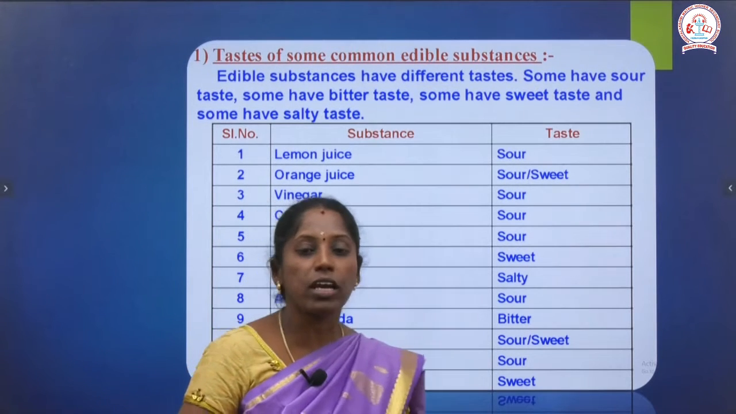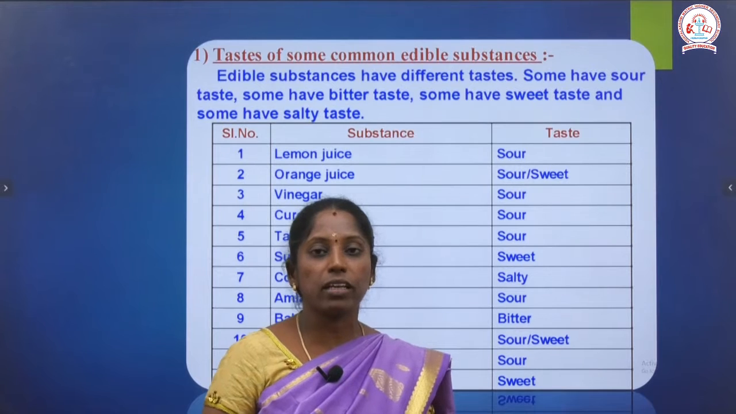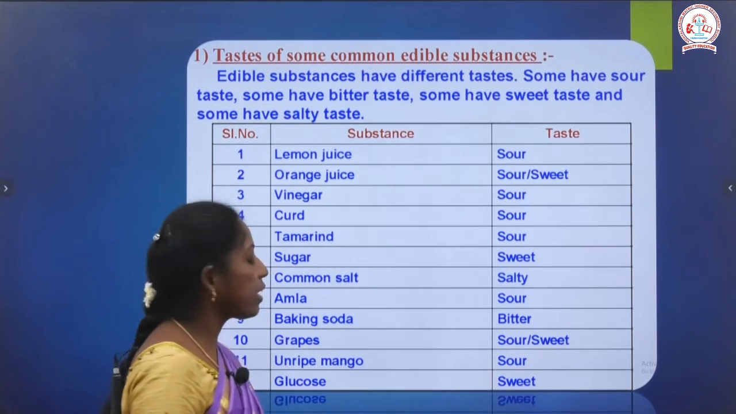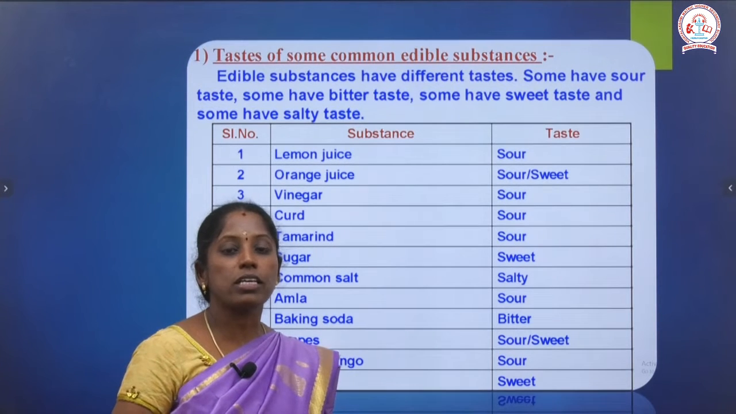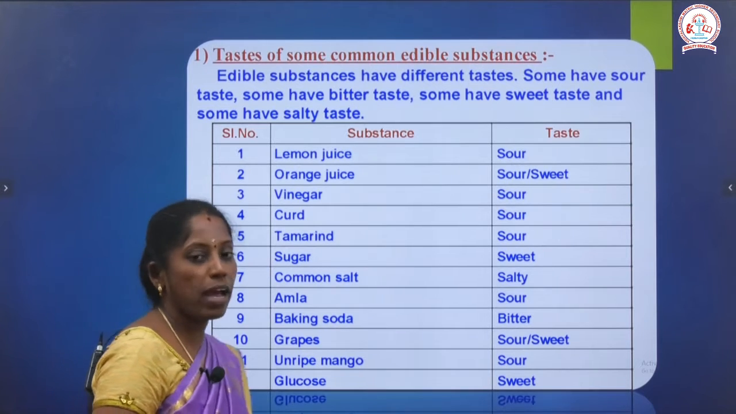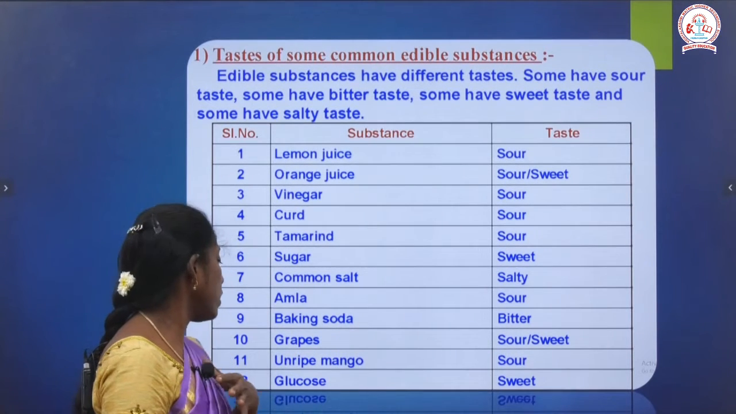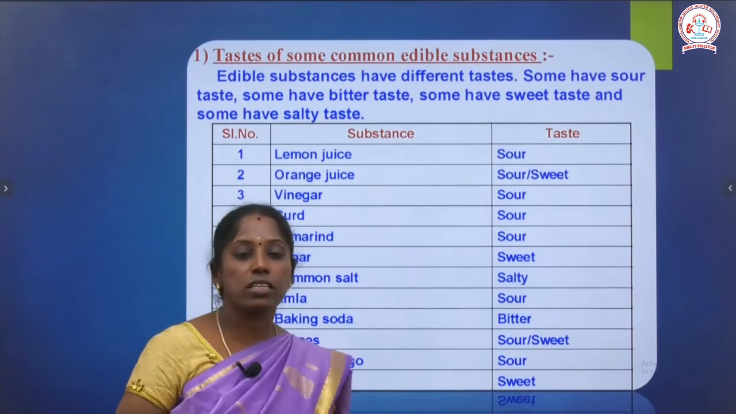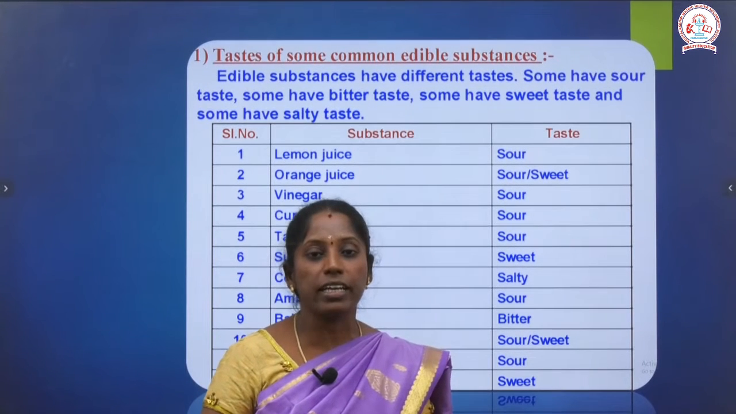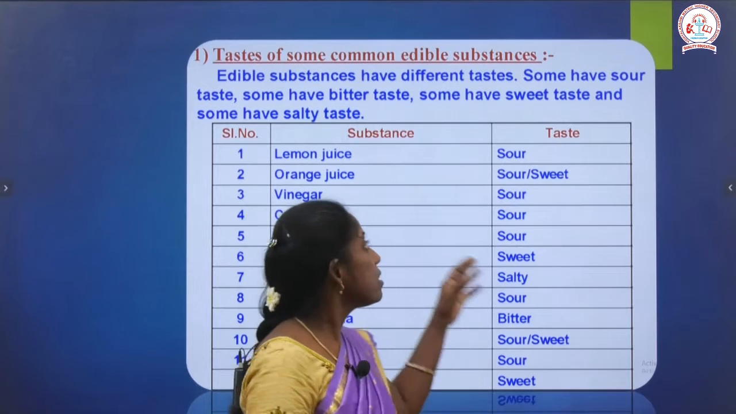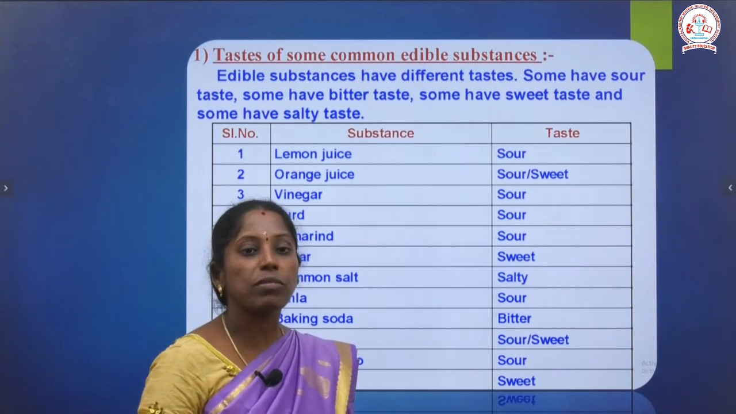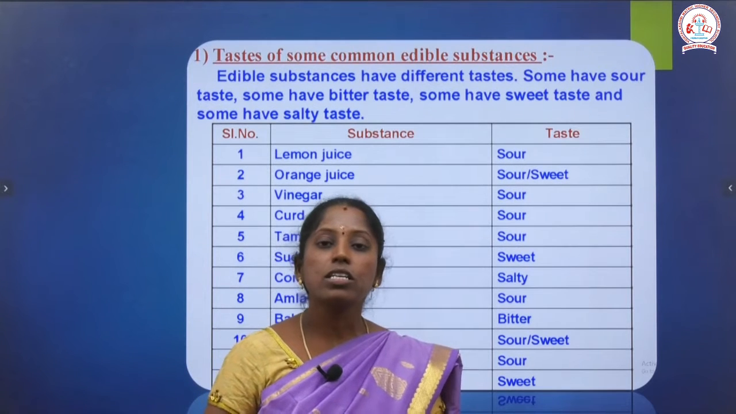Then baking soda, which we use to make idli and dosa batter, is bitter in taste. Then grapes: some grapes are sour in taste, some are sweet. Then unripe mango is sour in taste. Then glucose is sweet in taste. These are some common edible substances which have different tastes: some items are bitter, some are sour, some are sweet, some are salty.